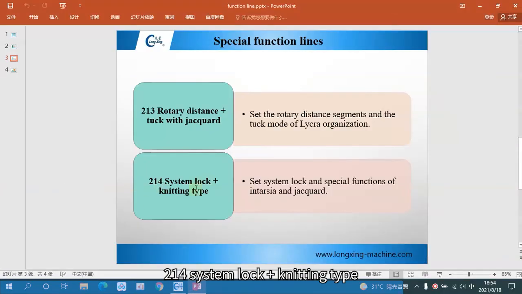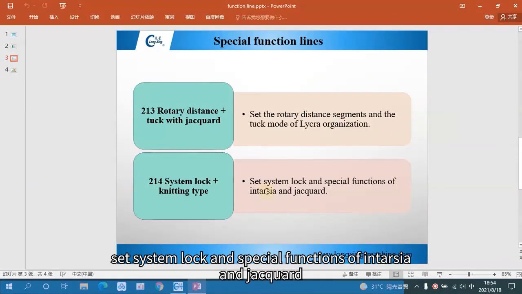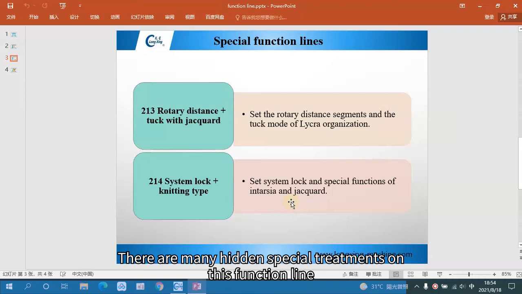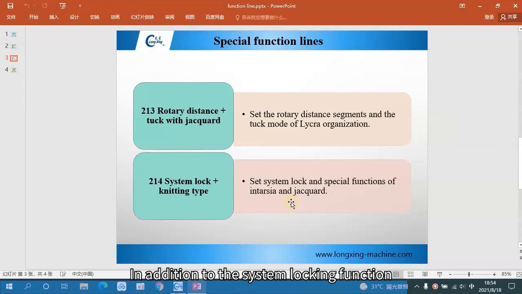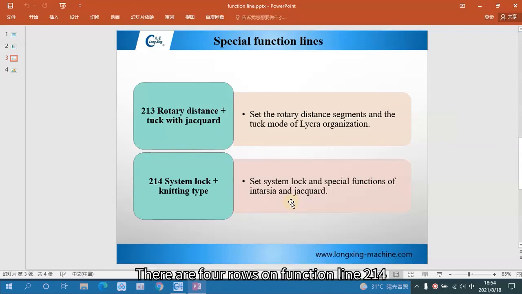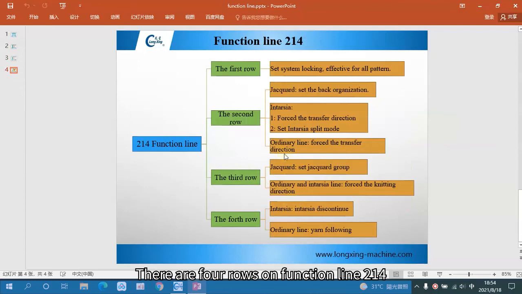214 System Lock and Knitting Type. Set system lock and special functions of Intasha and jacquard. There are many hidden special treatments on this function line. In addition to the system locking function, also including special treatment of the jacquard, Intasha, and yarn carrier. There are 4 rows on function line 214. The rows have different functions. The first row sets system locking effective for all patterns.